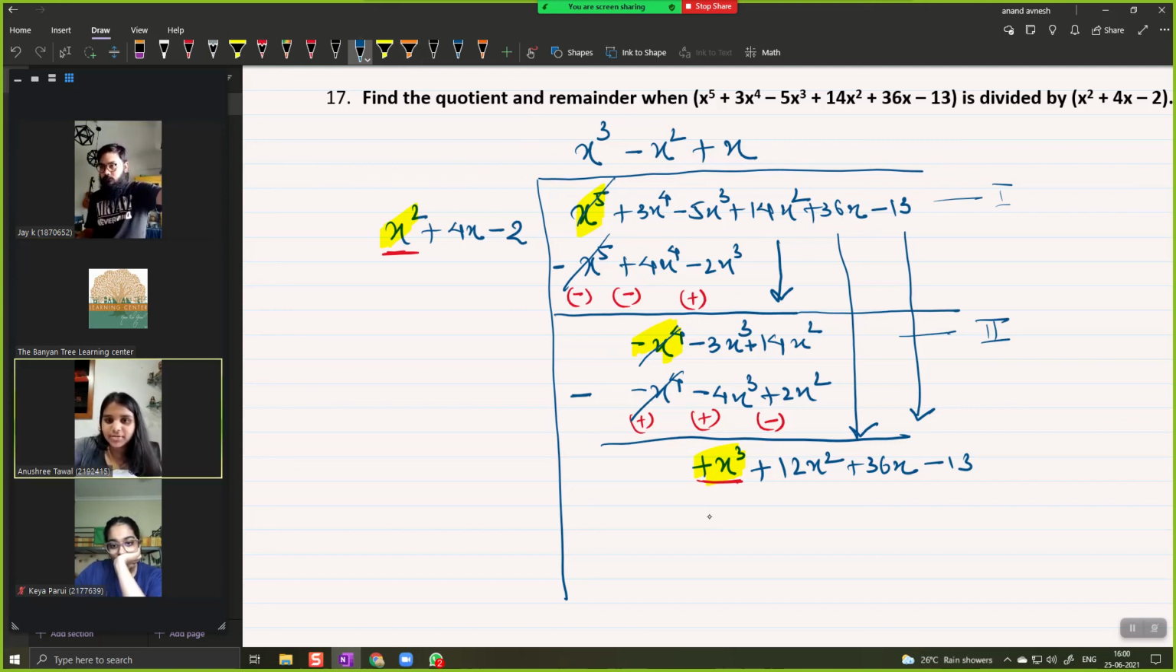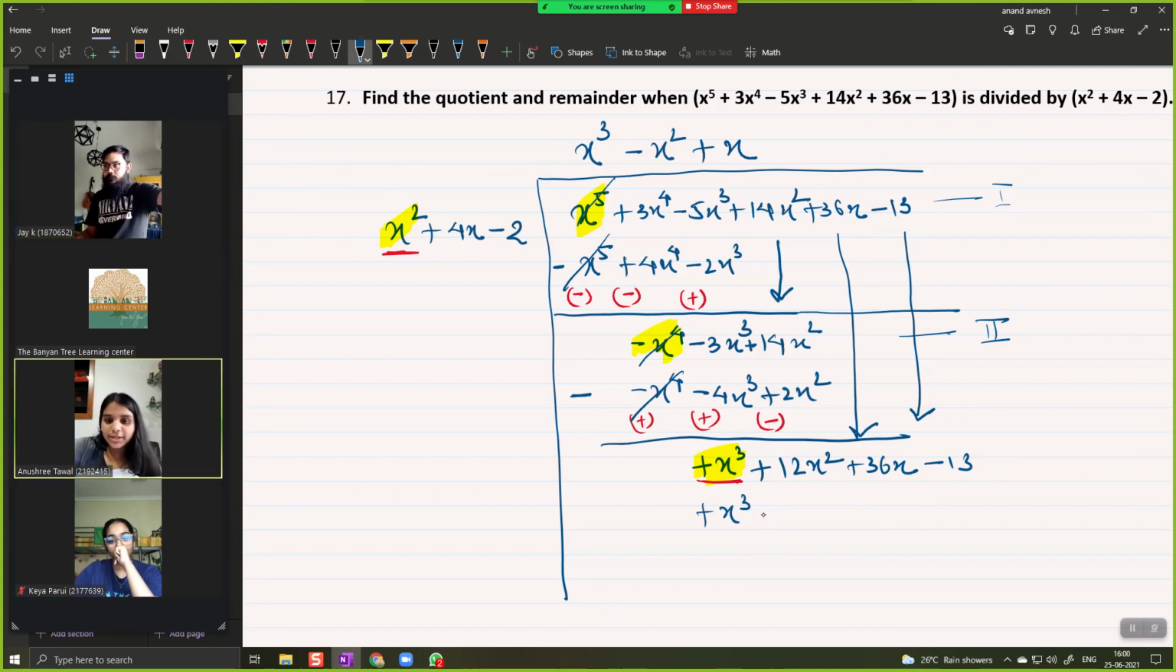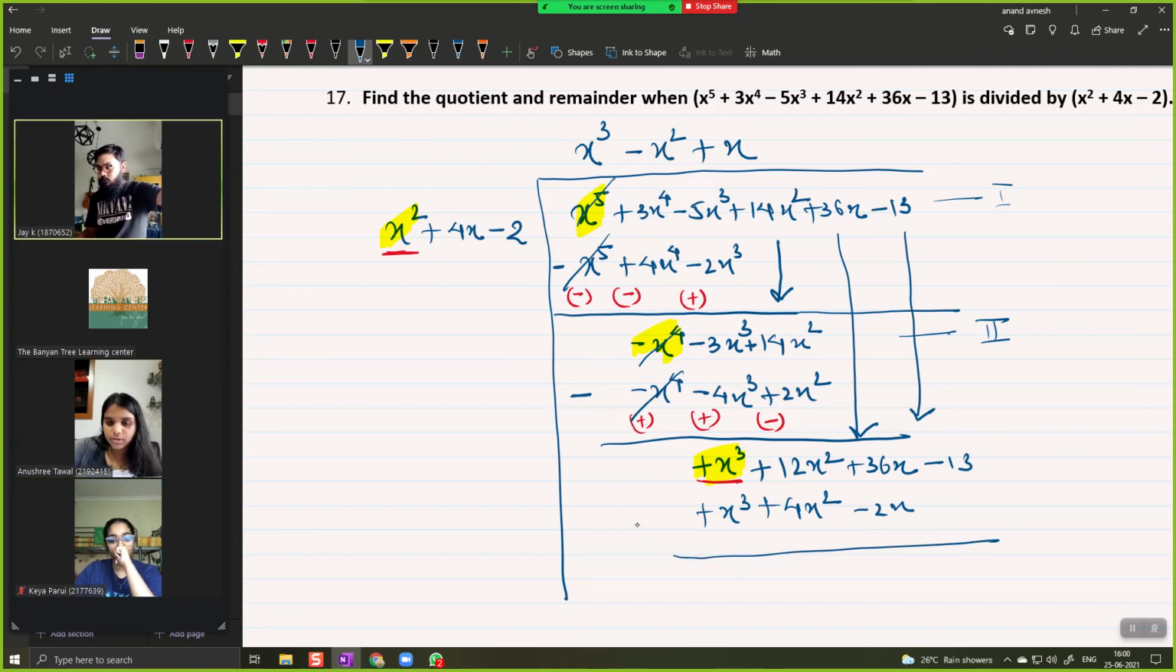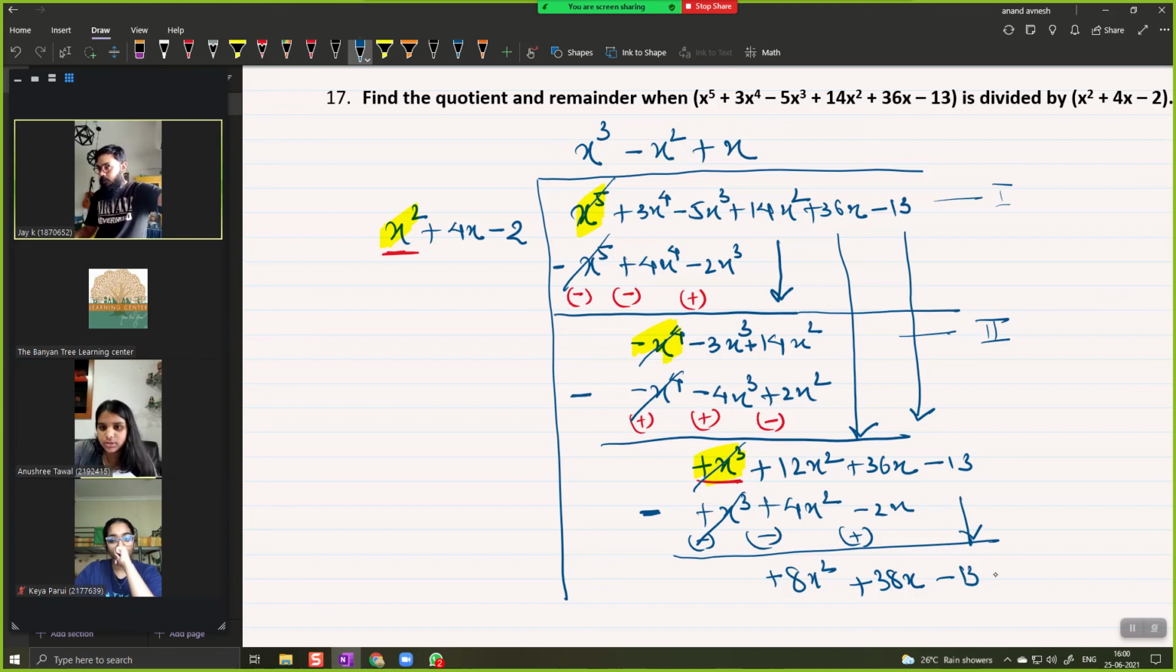Plus x cube, then plus 4x square, then minus 2x. Minus sign: minus, minus, plus. X cube minus x cube will cut. Plus 12x square minus 4x square will be plus 8x square. Plus 36x plus 2x will be plus 38x, and this minus 13 will come down.